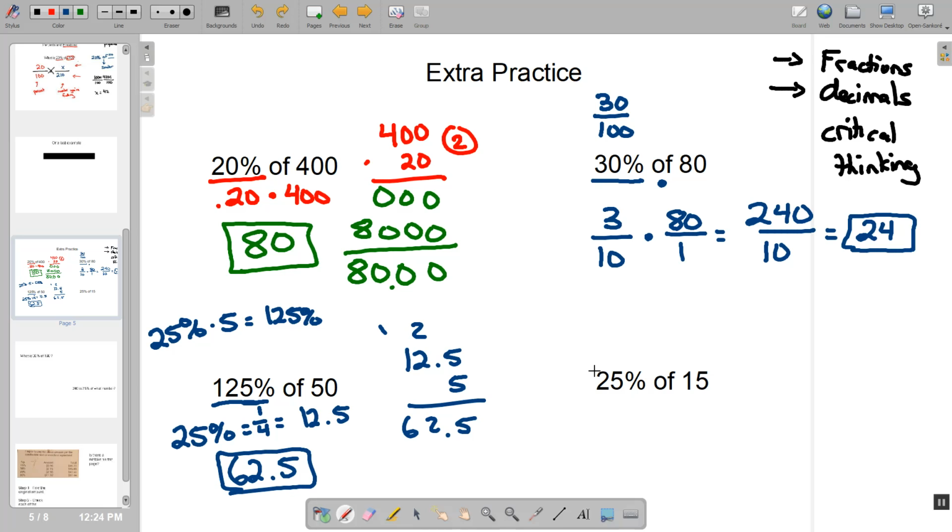Last problem is 25% of 15. I used this strategy over here, so I'm going to reuse it again. 25% is equal to a fourth. So I'm going to do a fourth times 15, which gives me 15 fourths, which gives me 3 wholes and 3 extra fourths left over, or the decimal 3 75 hundredths. Once again, if any of that is totally new, make sure you come and talk to me.